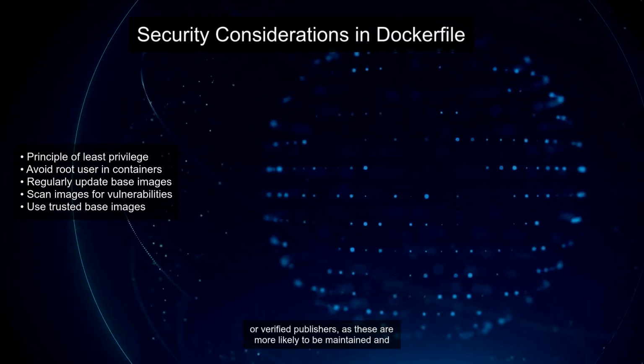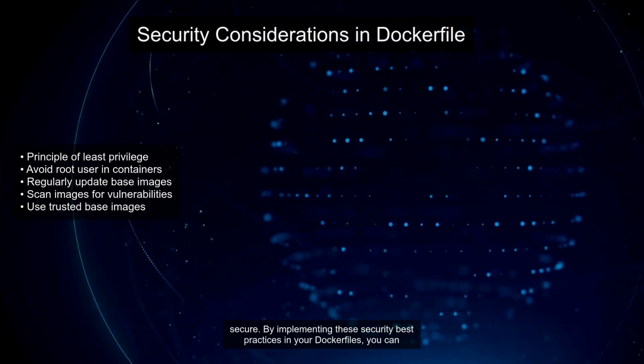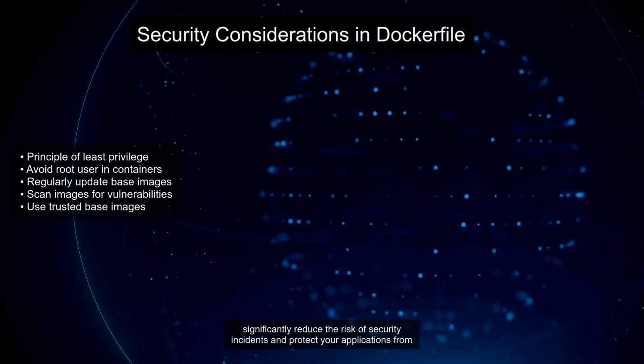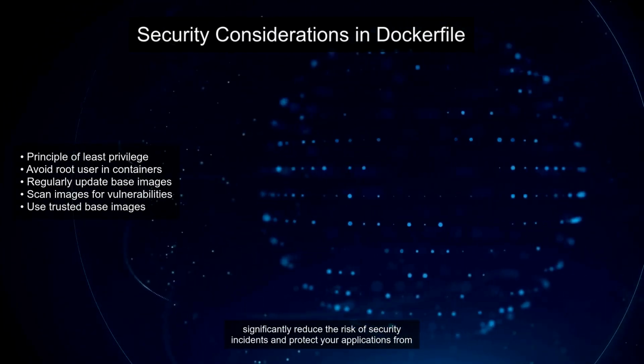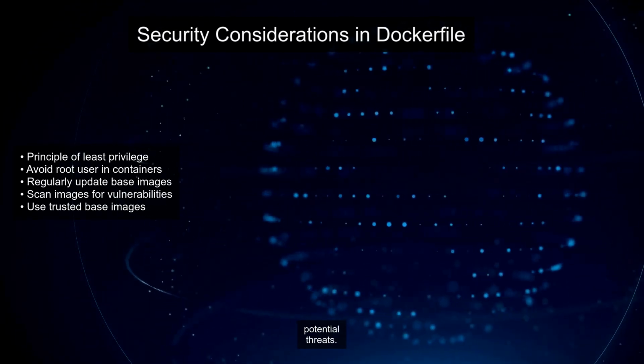It's also advisable to use trusted base images from official repositories or verified publishers, as these are more likely to be maintained and secure. By implementing these security best practices in your Dockerfiles, you can significantly reduce the risk of security incidents and protect your applications from potential threats.